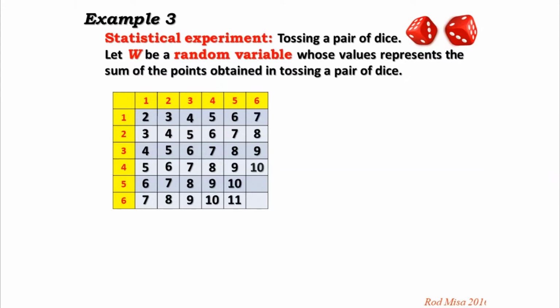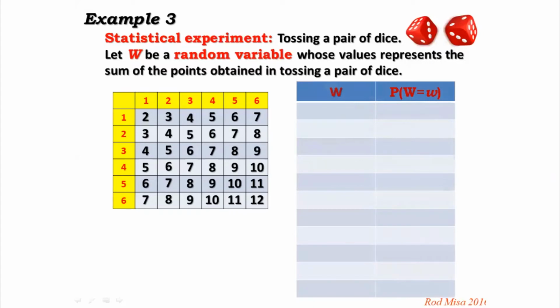We have 36 all in all, because the first die could land in 6 ways from 1 to 6, and the second die also could result in 6 ways from 1 to 6, since the 2 dice are independent of each other. Now, drawing our table representing the probability distribution, we can have the values of our random variable W from 2 to 12, as you observe in the grid I have drawn at the left side of this presentation, wherein 2 is the smallest sum and 12 is the highest sum here.